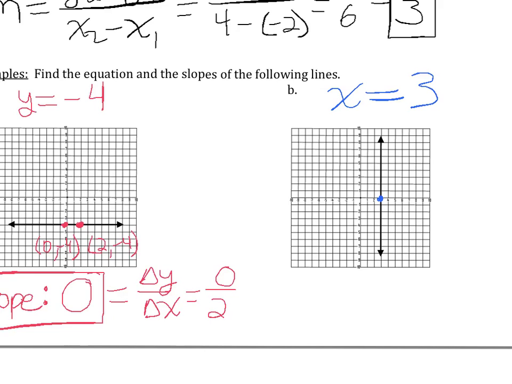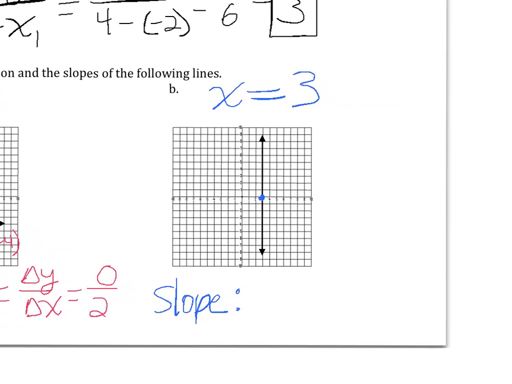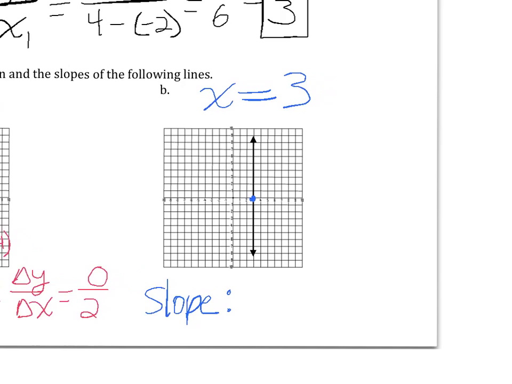Now I got to find my slope. All right, and if you want to use m instead of writing out the word, that's perfectly fine. To find the slope of this line, what we need to do here is you can pick 2 points. Let's say I pick this point here, and I'm just going to go ahead and tell you the slope is undefined.